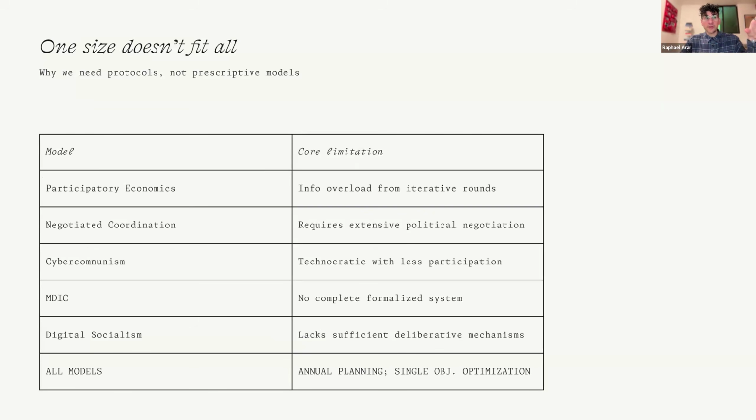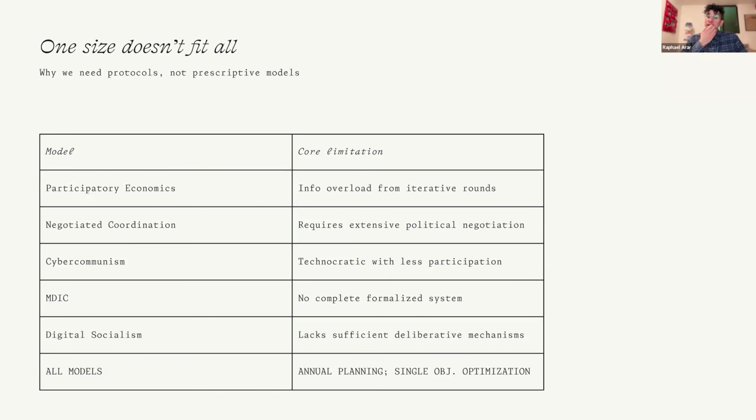So every model has a limitation. I didn't include Benioff's here because I frankly just need to know more. But Paracon gets overwhelmed by information. Negotiated coordination demands more political capacity than any existing society has, at least the Western world, I would argue. The cyber communist model is pretty technocratic. MDIC is incomplete. Digital socialism under-deliberates. Benioff's architecture, elegant but unproven, and like the others, still singular. And every one of them, except maybe Benioff's, assumes annual planning and single objective optimization.